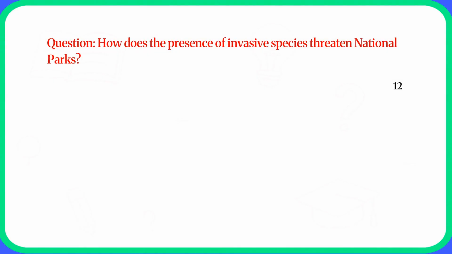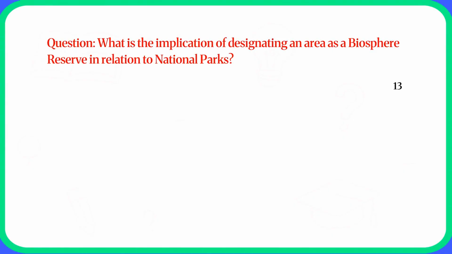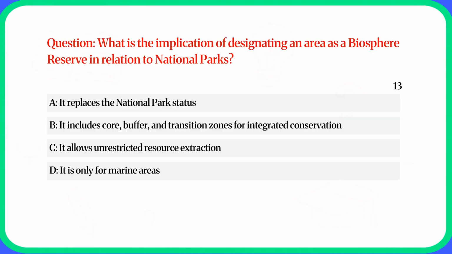Question: how does the presence of invasive species threaten national parks? Answer B. They outcompete native species and alter ecosystems. Question: what is the implication of designating an area as a biosphere reserve in relation to national parks? Answer B. It includes core, buffer, and transition zones for integrated conservation.